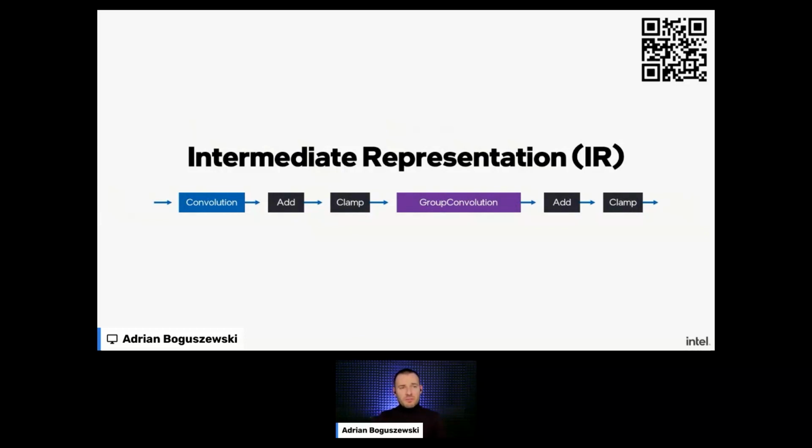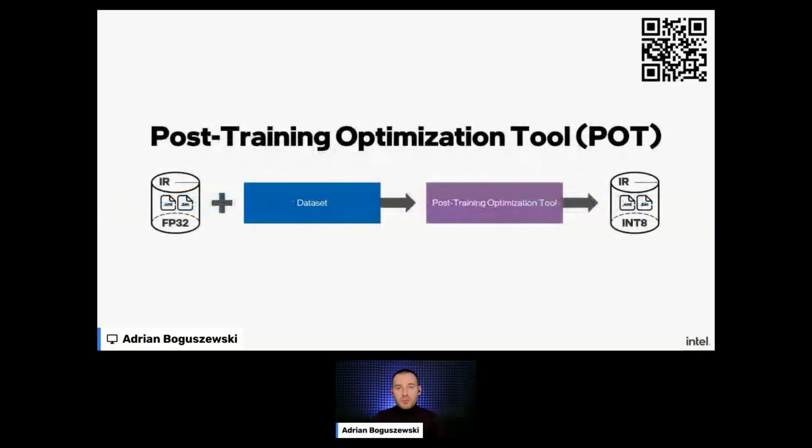And there is one more optional step. If you really need very good performance or better than just conversion optimization, probably you heard about quantization, right? And it's also available in OpenVINO. You can quantize your network from floating point 32 to int 8 by using post-training optimization tool and providing some representative dataset.